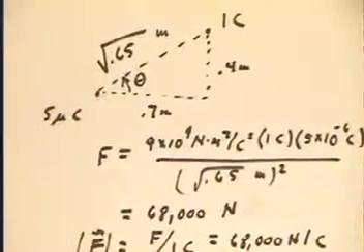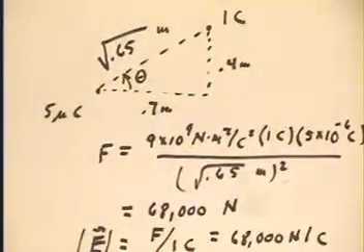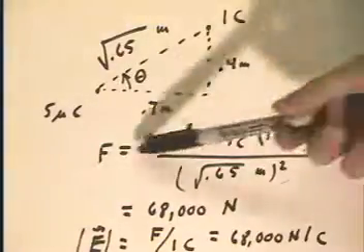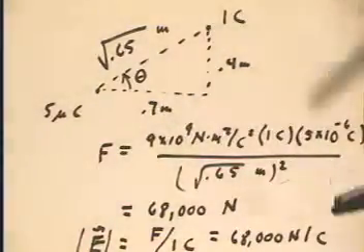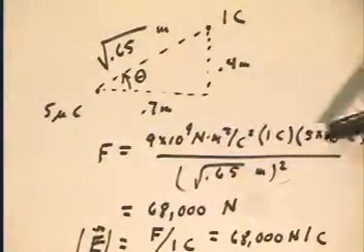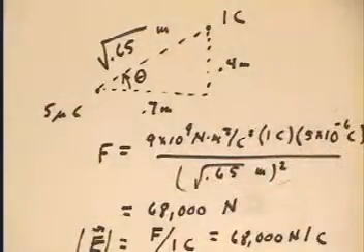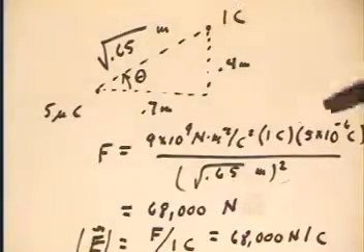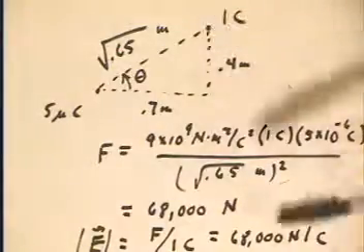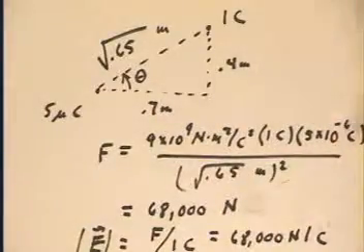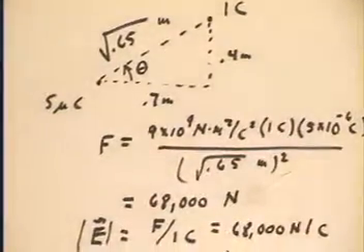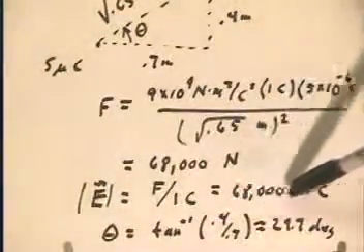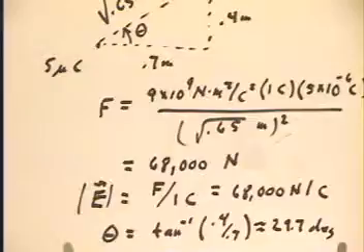These numbers should be familiar to you from the preceding analysis. The force at this point is easily calculated from Coulomb's law to be 68,000 newtons, provided that we bring a 1 coulomb charge into this point. That means that the force per coulomb is 68,000 newtons, so that the electric field is the force divided by the charge, the force divided by 1 coulomb, or 68,000 newtons per coulomb.